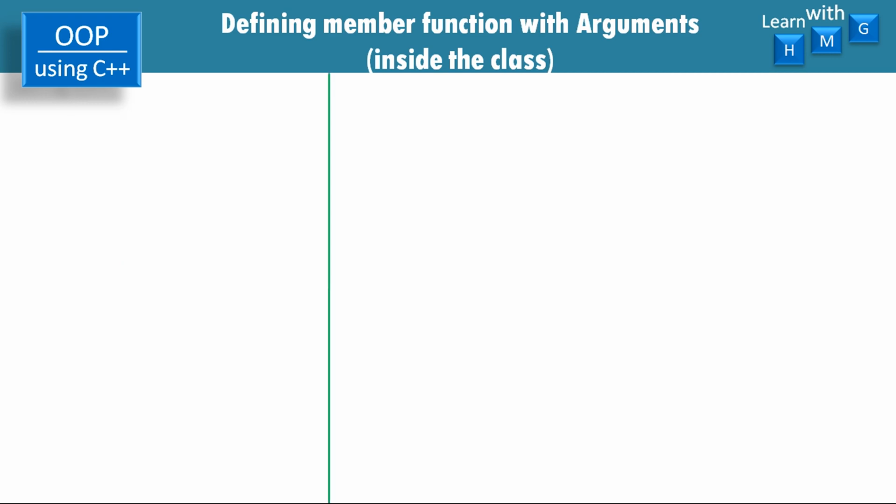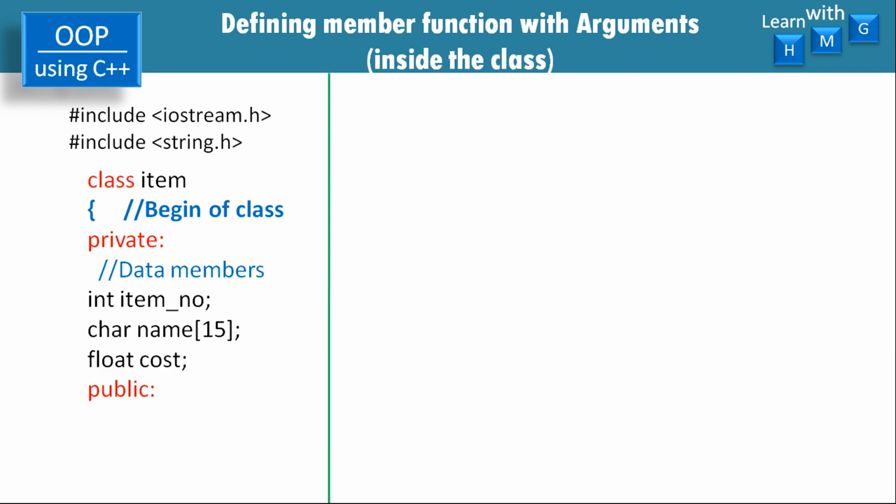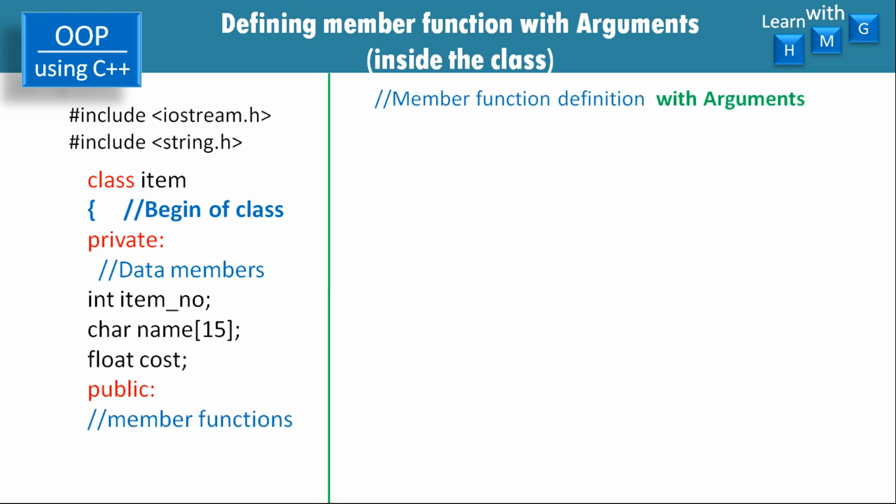Now let us write the class again. Here is the beginning of the class, the private section with three data members, item no, name and cost, and the public section with member functions, now with arguments.